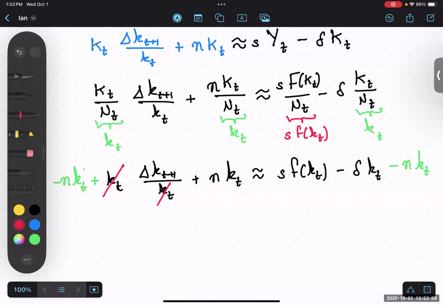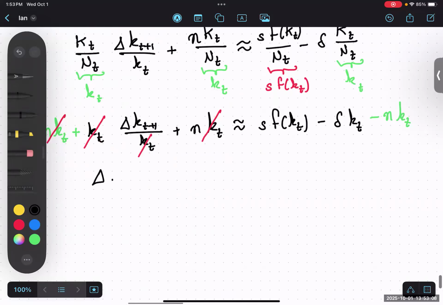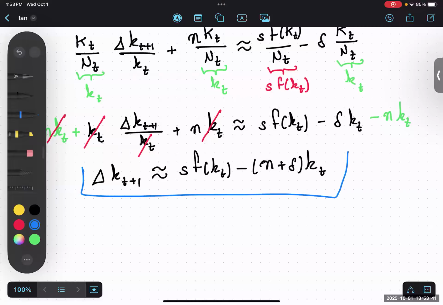Which means that on the left-hand side, you get rid of this nKt. And on the right-hand side, now I'm going to rewrite it. What you will see is that the left-hand side gives only the change in capital per worker, which is approximately the same as savings in the economy in per capita terms, minus, and you could re-express this as the population growth rate plus the depreciation rate times capital per worker, which is precisely what we wanted to show. This is the one that is known in the literature as the fundamental equation of the Solow model.